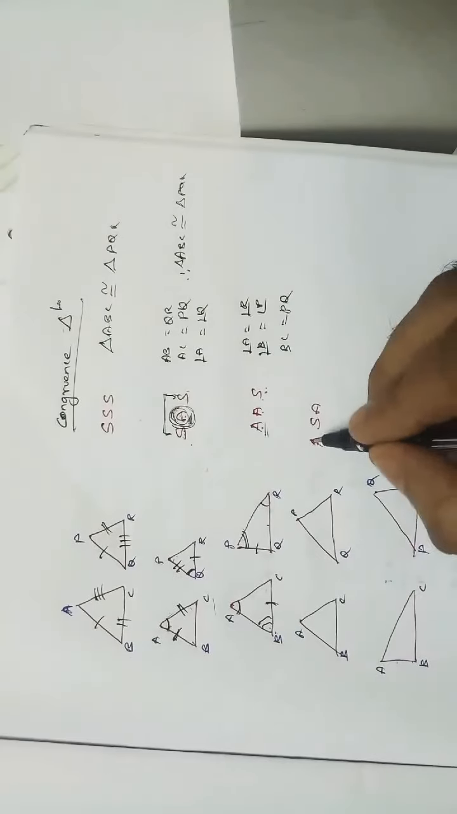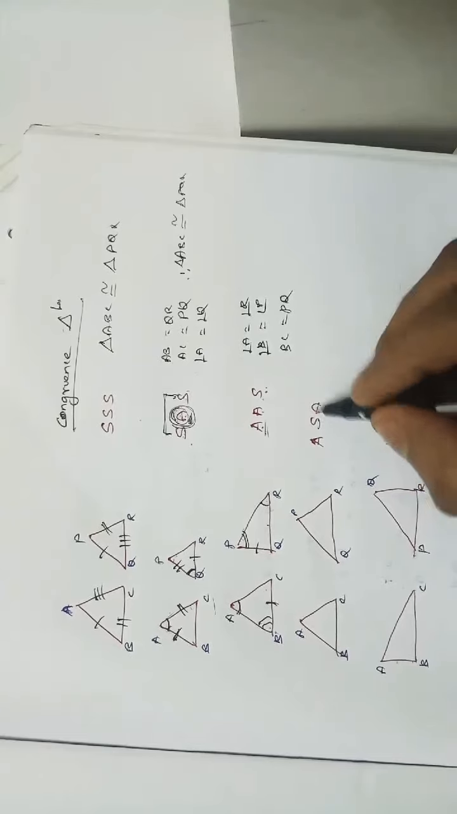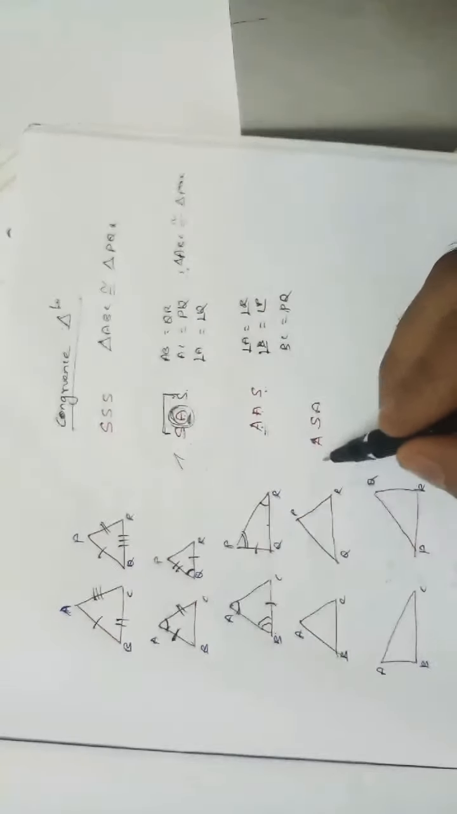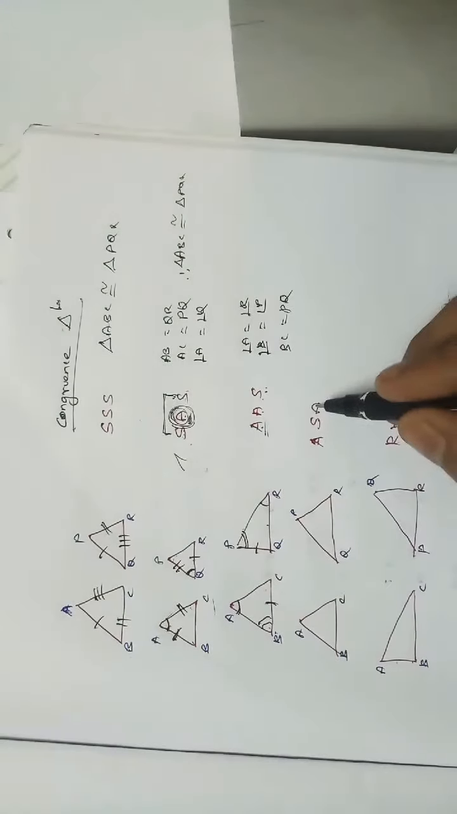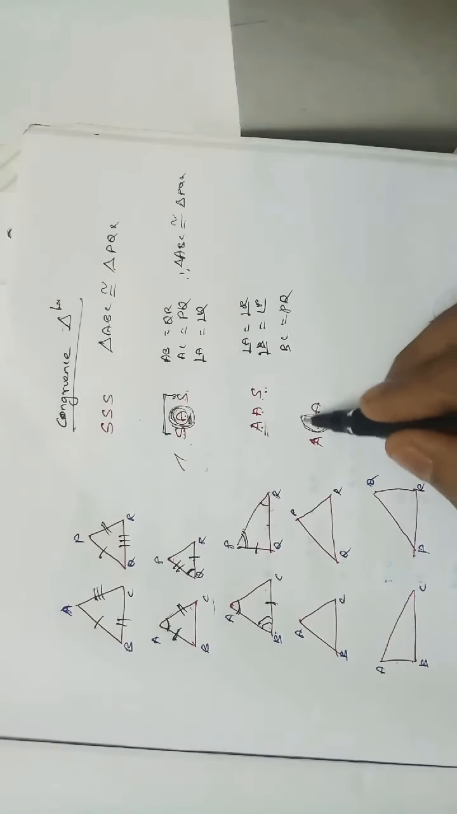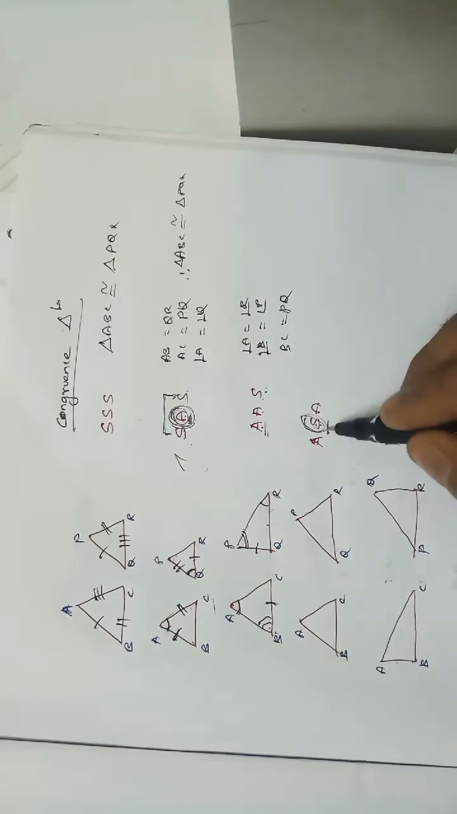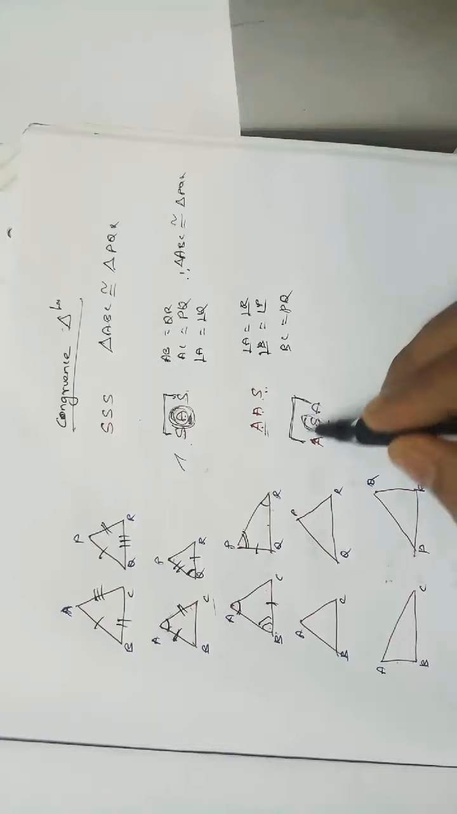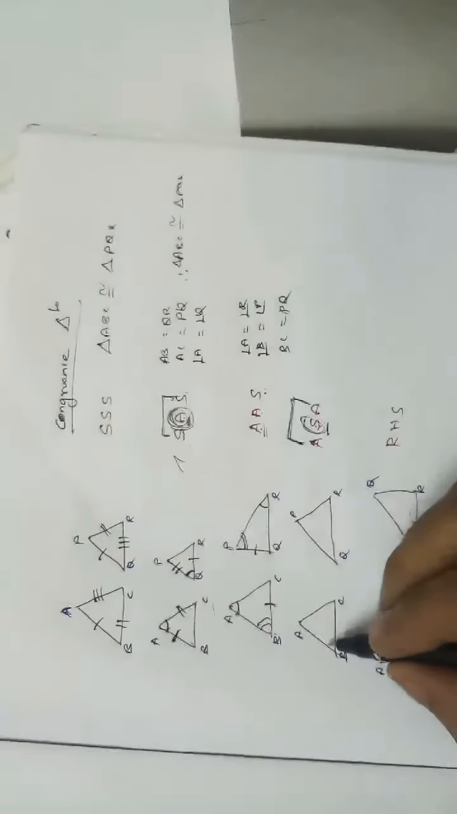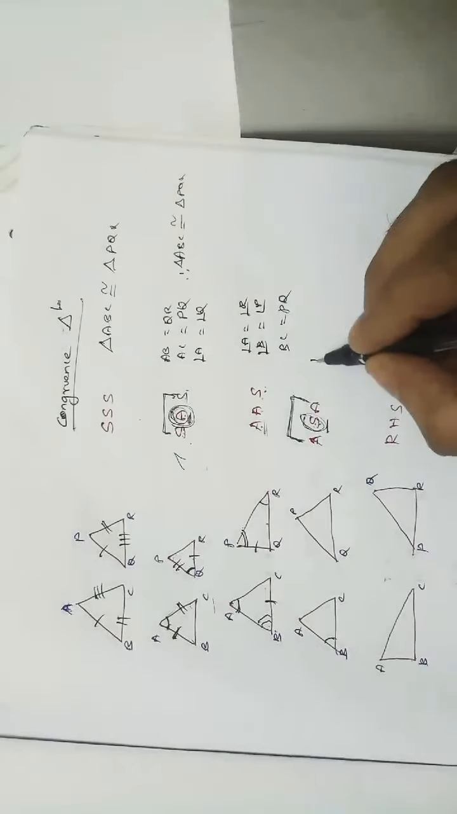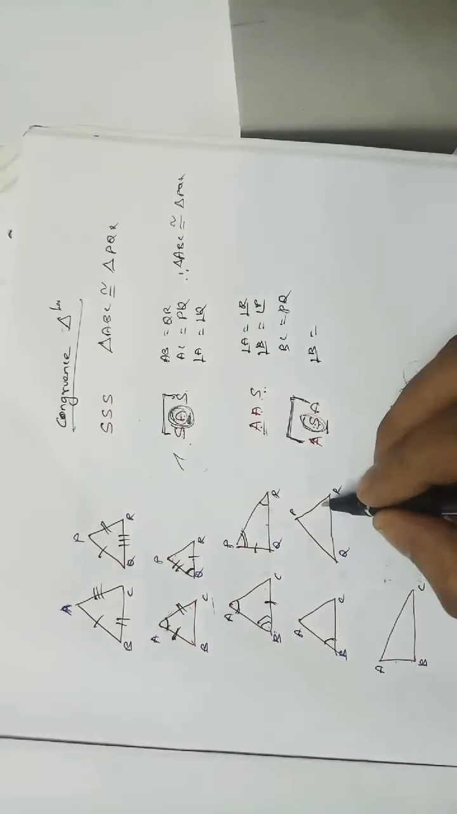The next one is angle, side, angle. Same like the second rule, two angles should be equal and the one side should be inclined between the two angles. A small example: here angle B is equal to angle P.